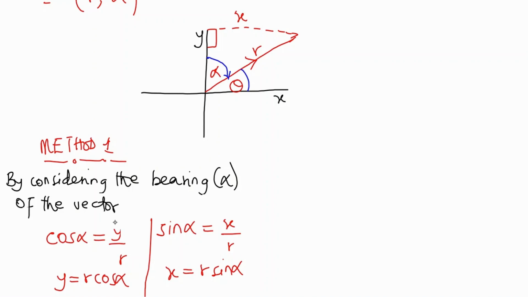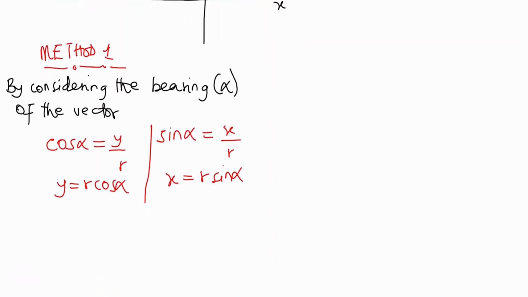So once we have this, then in component form, the given vector is written as (x, y). But we know our x here to be r sine alpha, and then we know our y to be r cos alpha. So this is one of the ways that we can change a given vector in the bearing magnitude form to component form. That is by considering the bearing of the vector. So that is method 1.